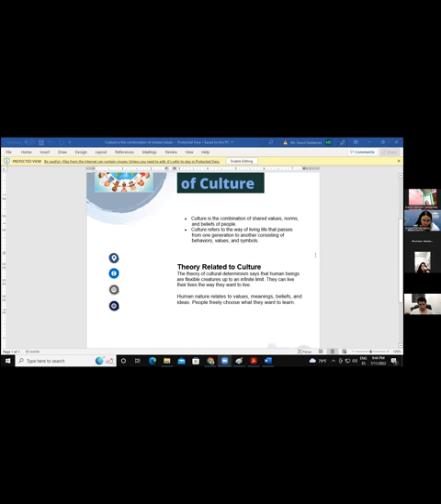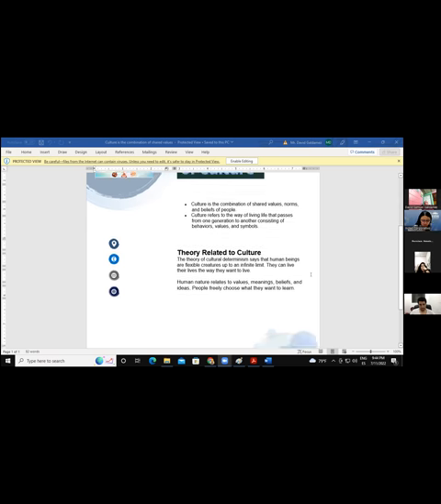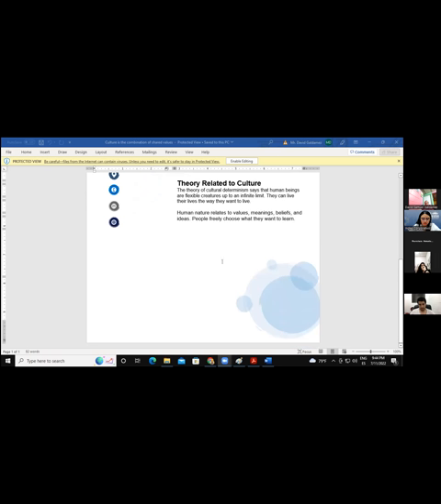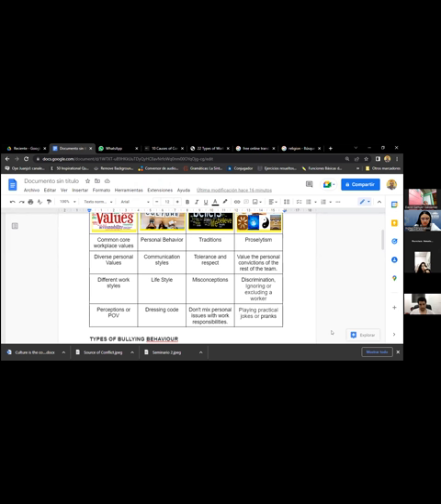The theory of culture results in values and beliefs that help people freely choose what they want to learn. We know that each person is free to live in whatever culture or kind or style of life. It depends on the country, because we have different ways to think.